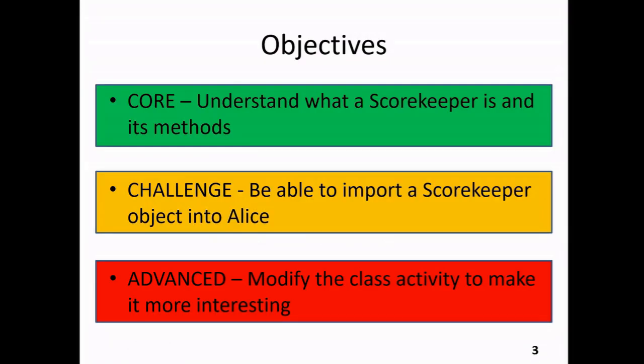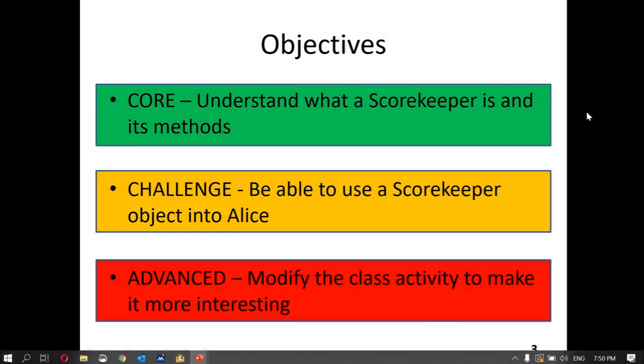Coming back to our lesson for today. The objectives for today's lesson are that we are going to try to understand what a scorekeeper is and what its methods are. We are also going to be able to use a scorekeeper object in Alice. So this is your practical part for today. And as an advanced objective, we are going to modify the class activity and try to make it a more interesting game.